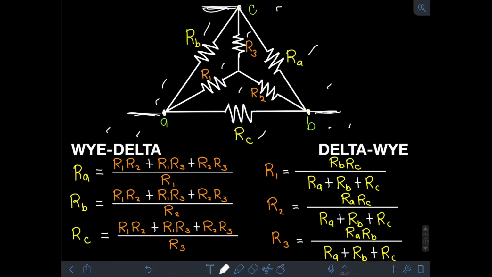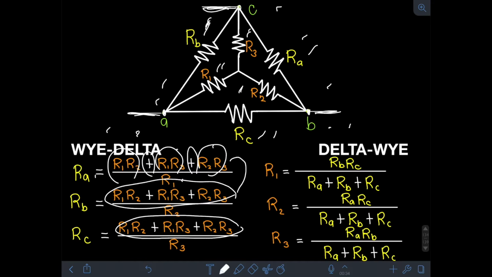So let's start with Y to delta. Let's say we are originally given a Y network of resistors. In this figure, we have resistors R1, R2, and R3. We can convert to the values of the corresponding delta network of resistors RA, RB, and RC using this formula. For every delta resistor, the numerator will be the same. This is the sum of the products of each of the Y resistors taken 2 at a time. So all of the numerators are the same here. Okay? And for the denominator, it will be the Y resistor that is opposite to the converted delta resistor.